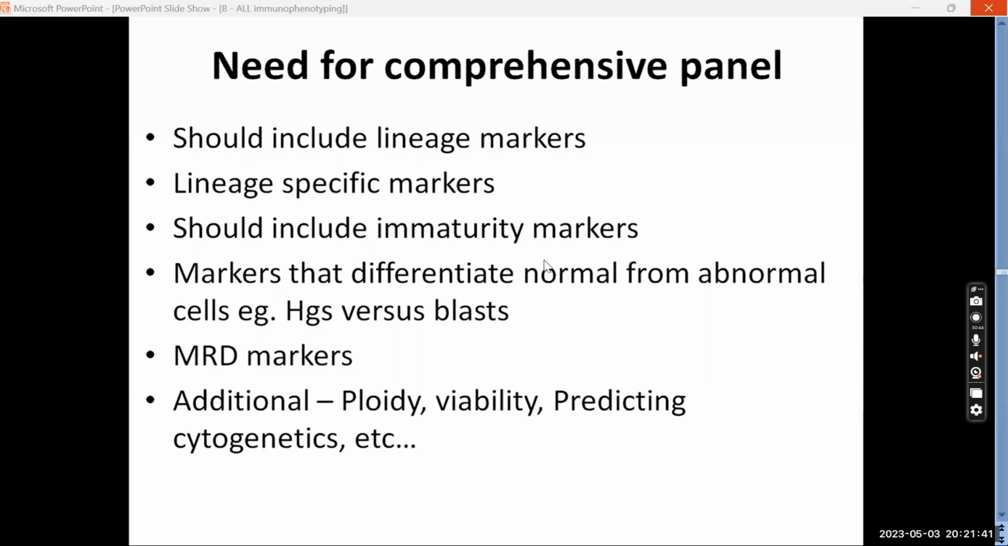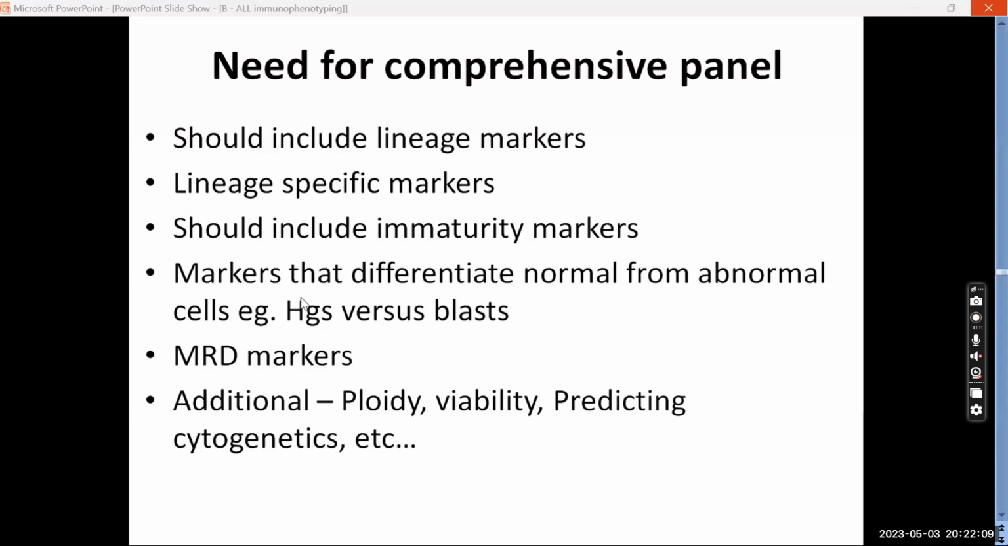Then, since we are dealing with acute leukemias, it should include immaturity markers. Only then will you be sure that the abnormal cells are immature blasts. It should also include markers that differentiate normal from abnormal cells. For example, in a bone marrow, hematogones may be present, which may mimic blasts. So you need some markers to differentiate hematogones and blasts. Those markers have to be there in the panel.